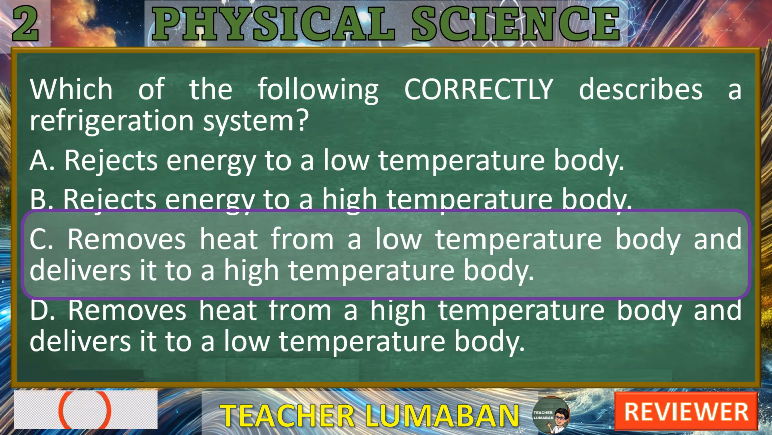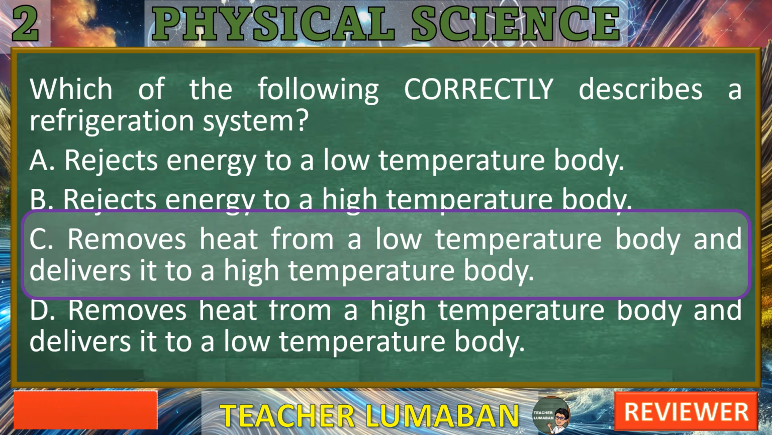C. Removes heat from a low temperature body and delivers it to a high temperature body. This is the correct description of a refrigeration system. The system extracts heat from a cooler space, low temperature body, and releases it to a warmer space, high temperature body, typically using components like the evaporator, compressor, condenser, and expansion valve.